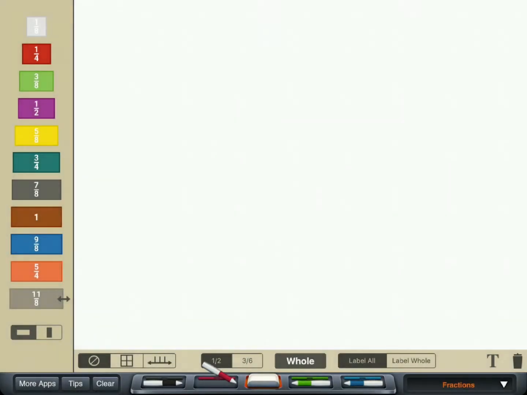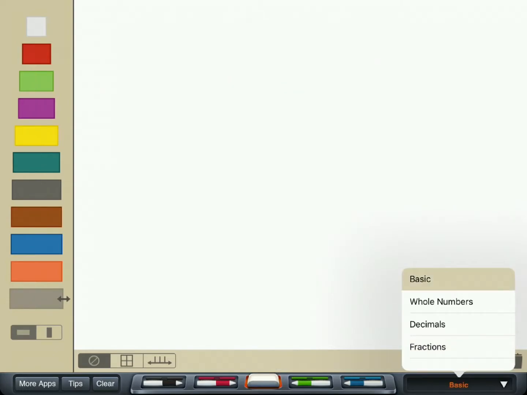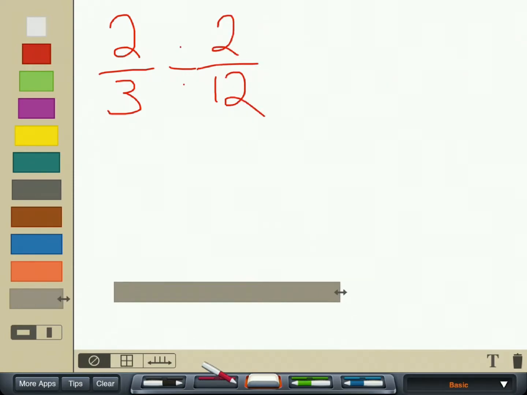Okay, so let's take a look at a different example, an example where we don't have common denominators already. So 2/3 divided by 2/12. Now this one's going to be a bit more difficult to model because it's not easy for me to get 12ths on this app. So I'm going to change this back to basic, which means I'm going to lose my question. It's not the last time that will ever happen. And let's write it down again. 2/3 divided by 2/12.